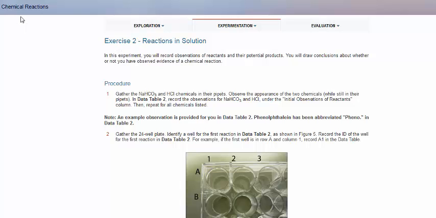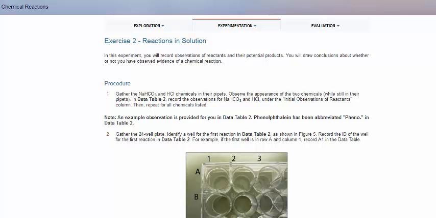Exercise 2 of chemical reactions is reactions in solution. What "in solution" means is that all the chemicals you'll be reacting are dissolved in water, so they're all in these pipettes. The very first thing the lab wants you to do is observe the appearance of the chemicals before they react, while they're still in their pipettes.